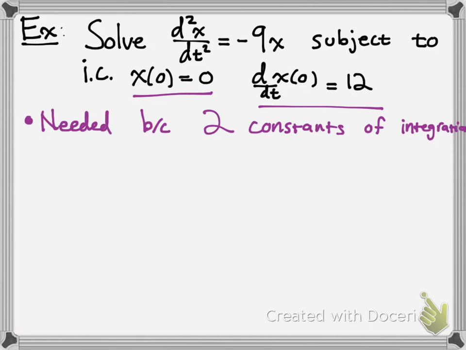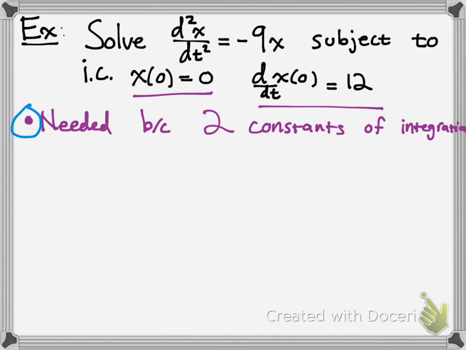We're just going to jump right into it now. Okay, so here's what you started with. You're subject to initial conditions, that's IC. When t is 0, the function is equal to 0, and when the derivative at that moment in time is equal to 12. So those are your two initial conditions, and the reason you need those two initial conditions is because you're starting with the second derivative.